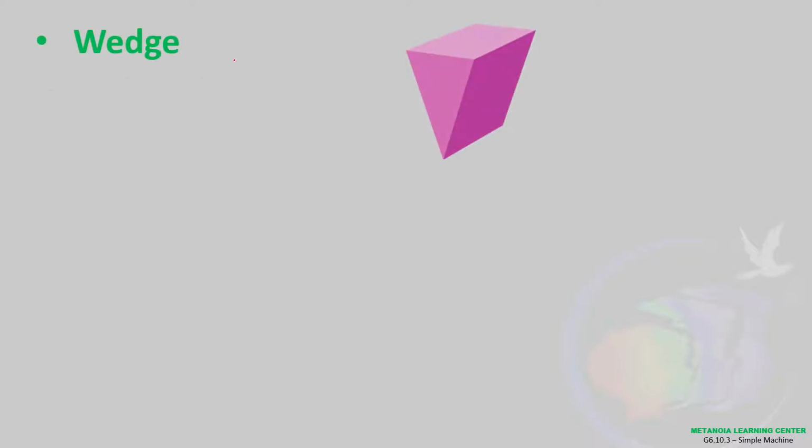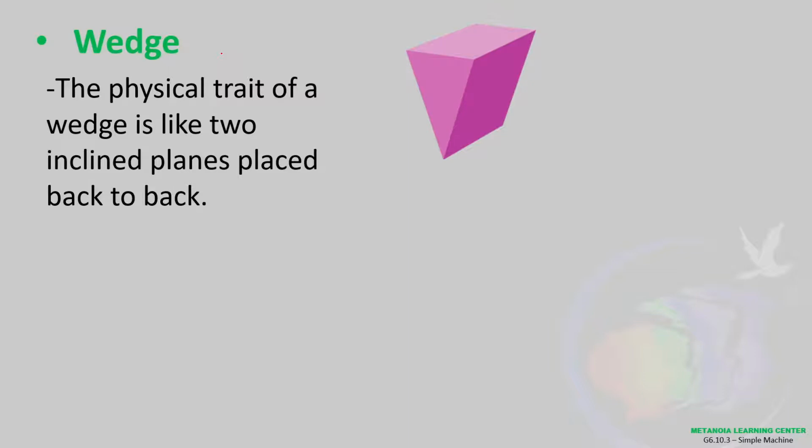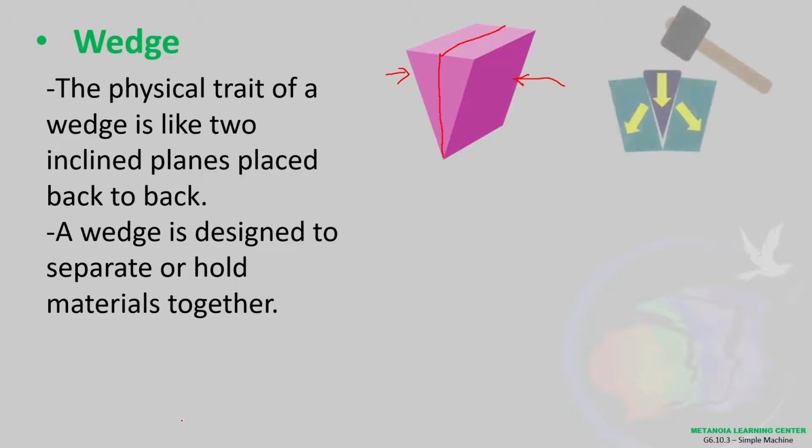Wedge. Okay. Ang wedge. The physical trait of a wedge is like two inclined planes placed back to back. Anong ibig sabihin ni Teacher Mark dyan na two inclined planes? Parang inclined plane yan siya. Okay? If i-cut natin yan in half, there are like two inclined planes, this one and the other side. Two inclined planes placed back to back. A wedge is designed to separate or hold materials together. So in this case, this is a wedge. If you're going to hammer it through, this is going to break or split these two things apart.